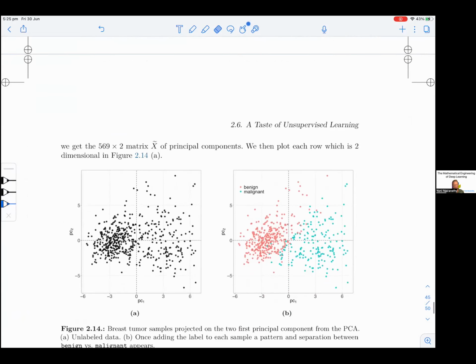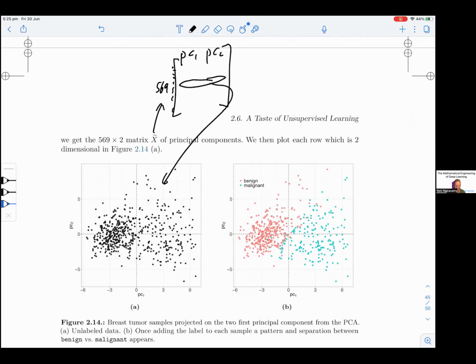So this new matrix X tilde is going to have PC1 and PC2, and it has 569 of these. Each vector like this can now be plotted. We then plot each row, which is a two-dimensional vector, in figure 2.14a. So this is a plot of the principal components. At this point, this doesn't tell us much.